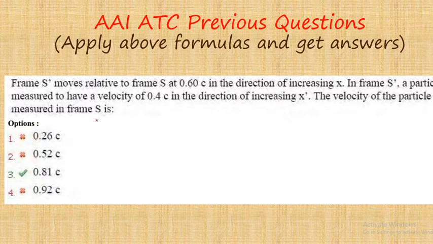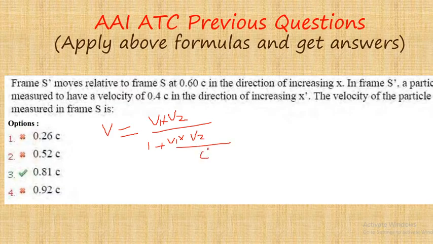So we have seen our formula for the velocity addition, right? So what do we have? V equal to V1 plus V2, divided by 1 plus V1 into V2 divided by C square. This is the formula we have, right? So what do we have here in the question? It is V1, right? Now V2 we have this one. So this is the V2. Just substitute the values. So let's substitute here.